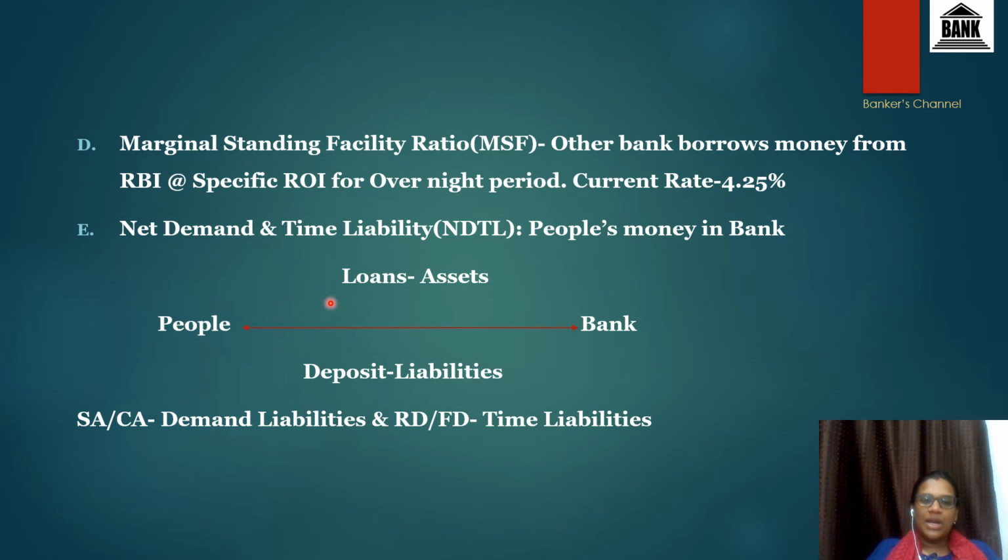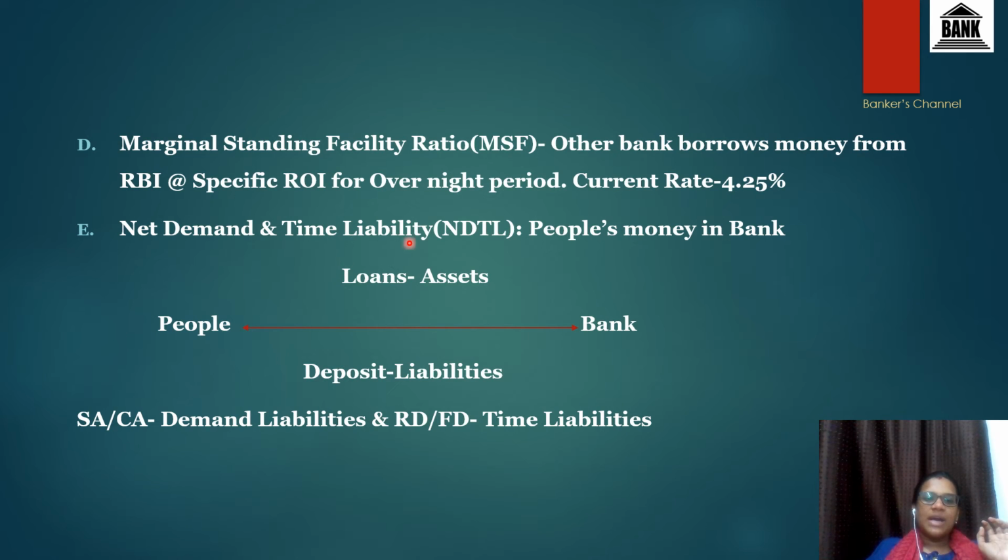So net demand and time liability is nothing but the people's deposits. We have four kinds of accounts. The first one is the savings account, the second is the current account, the third is the recurring deposit, and the fourth is the fixed deposit.